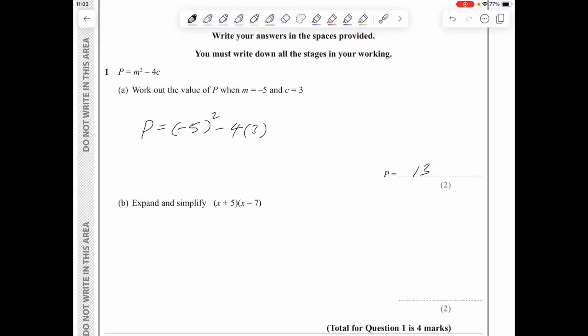And then for the second one, we've got x squared minus 7x plus 5x minus 35. This simplifies to x squared minus 2x minus 35.